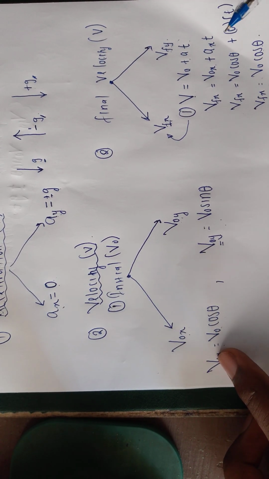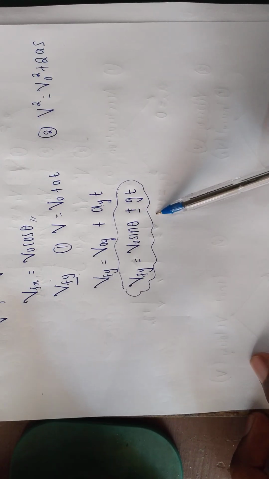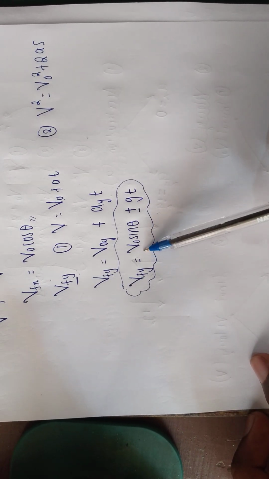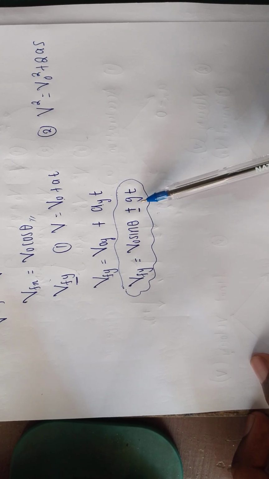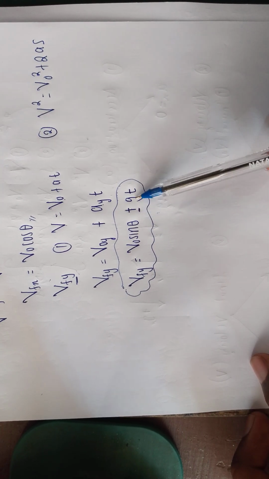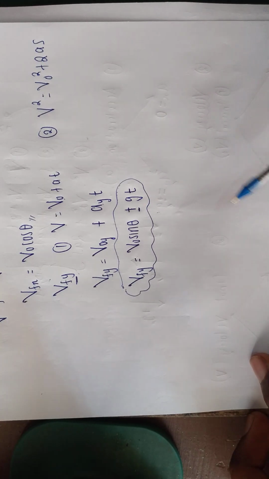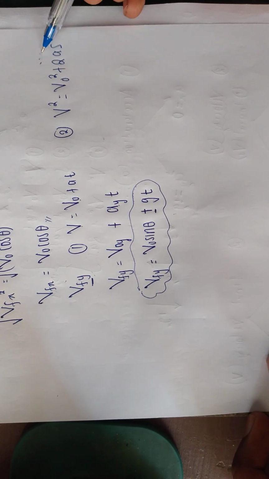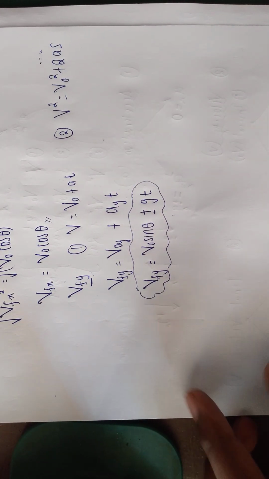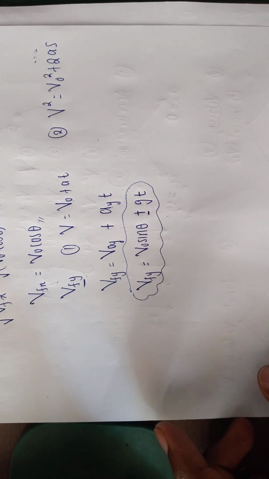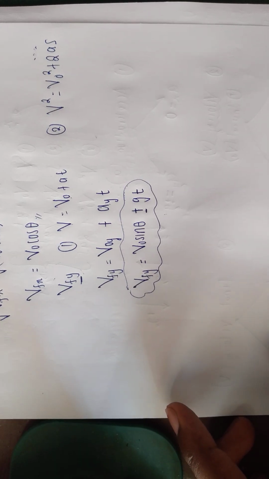And then how do you find the final velocity in the y? This is the formula that you're going to use. Final velocity in the y is equal to the initial velocity sine theta plus or minus g t. So here you just choose one, whether the gravity is positive or negative. You can also use the same equation here to find the final velocity in the y. So it's just one and the same thing.